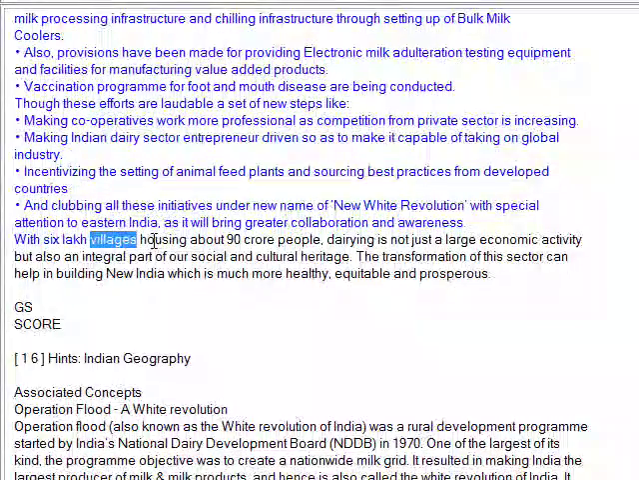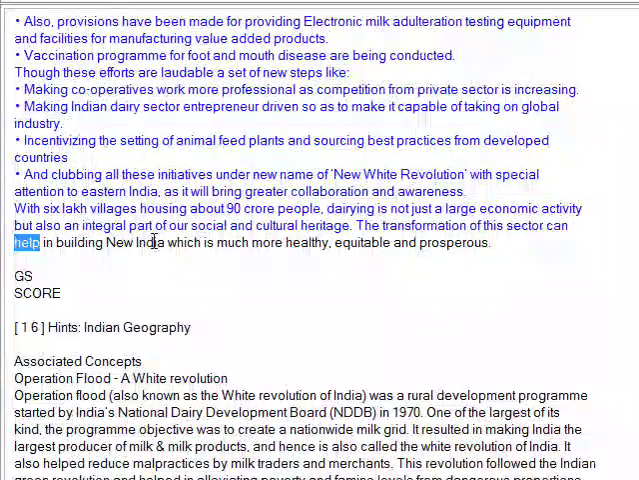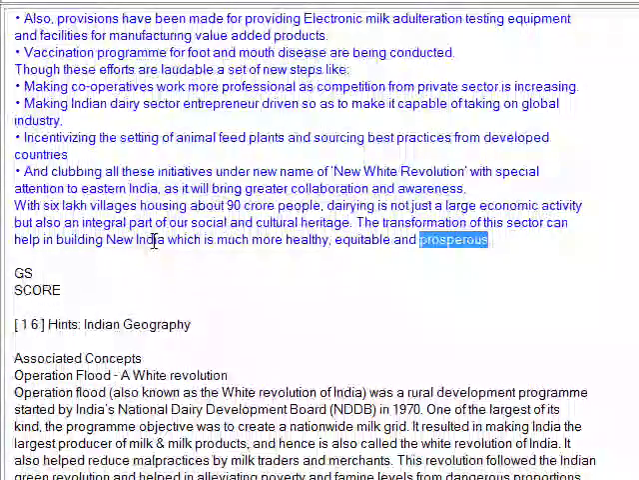With 6 lakh villages housing about 90 crore people, dairying is not just a large economic activity but also an integral part of our social and cultural heritage. The transformation of this sector can help in building a new India, which is much more healthy, equitable and prosperous.